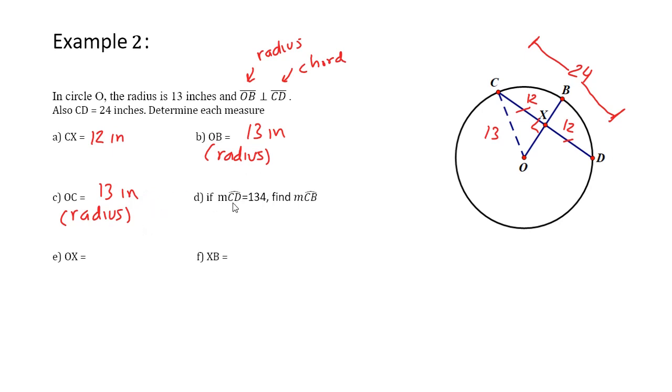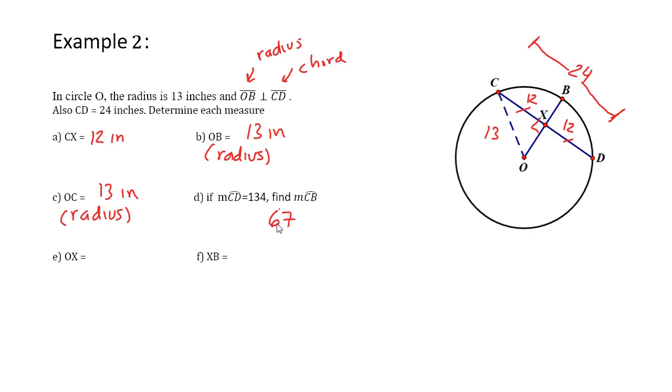If the measure of arc CD is 134, find the measure of arc CB. Okay, so we're going to apply the same theorem as the one we applied to find that CD is bisected. So remember that the theorem says that if the diameter or radius bisects a chord, then it bisects the chord and its arc. So given that arc CD is 134, that means that each of those arcs should measure half. So this is going to be 67.